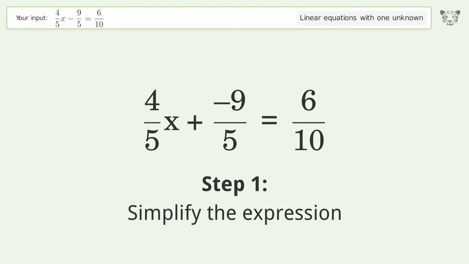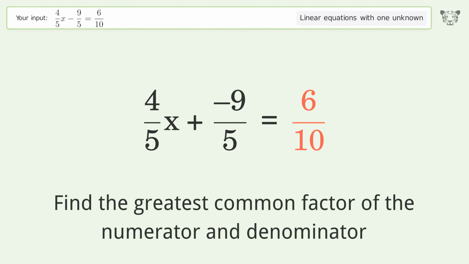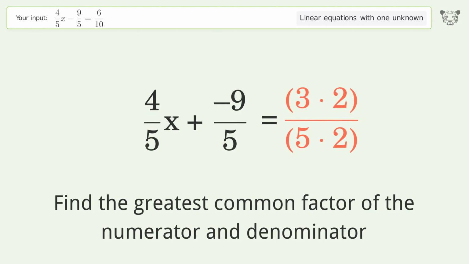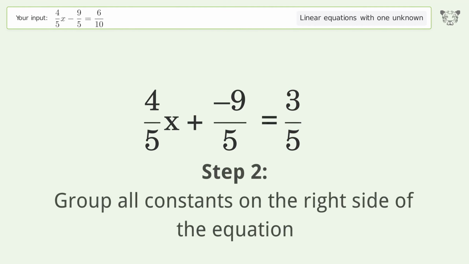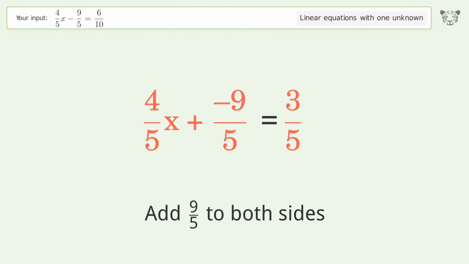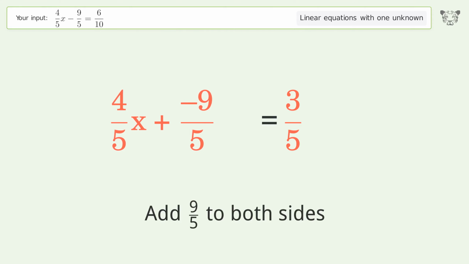Simplify the expression. Find the greatest common factor of the numerator and denominator. Factor out and cancel the greatest common factor. Group all constants on the right side of the equation. Add 9/5 to both sides.